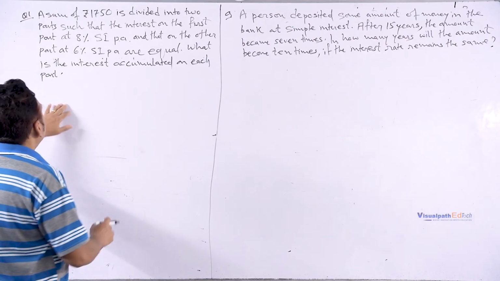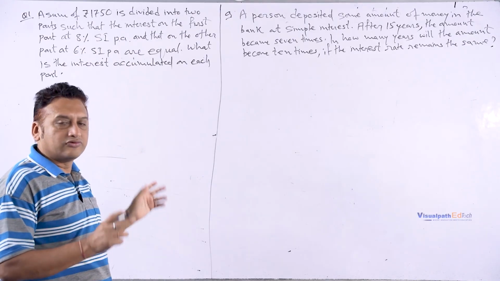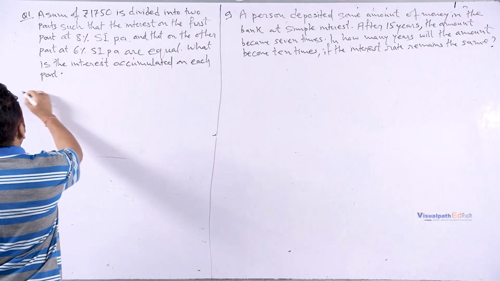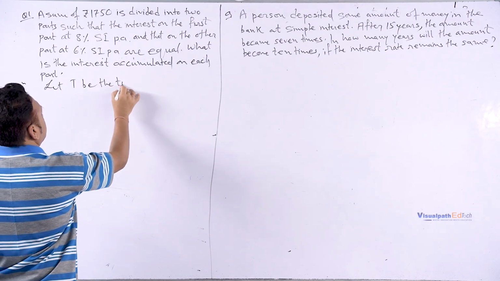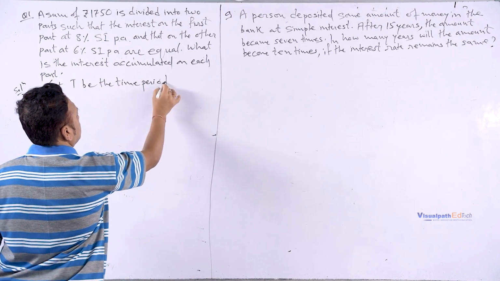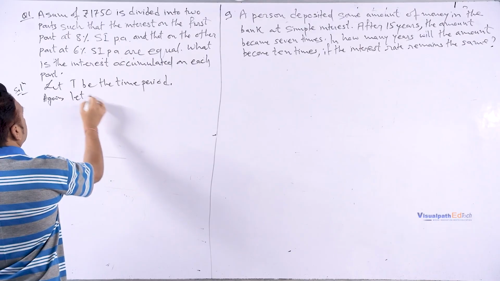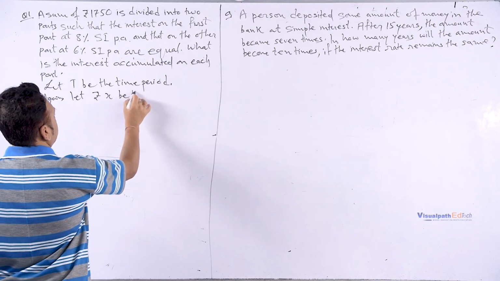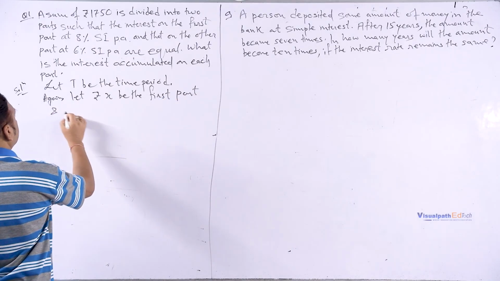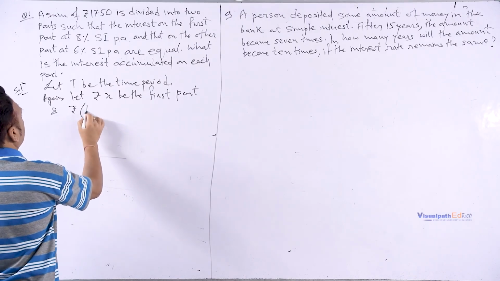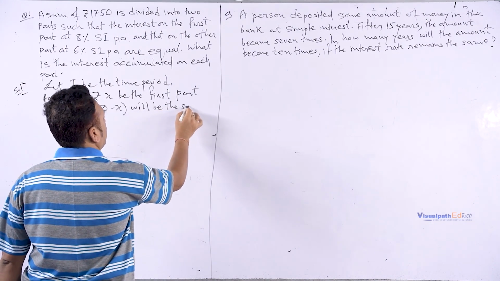Okay. So, what is missing here? The time period is missing. But the time period will be the same for both the parts, the first part as well as the second part. So, let us assume T be the time period of investment for the two parts. Again, let rupees X be the first part of the money and rupees 1750 minus X will be the second part.